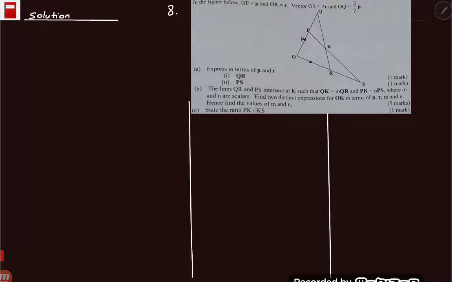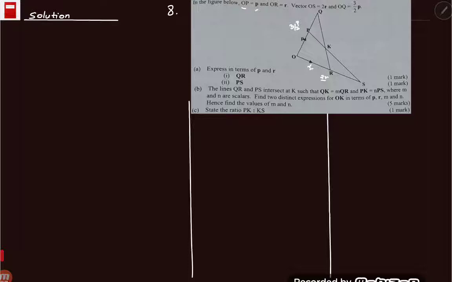So we start by interpreting the information given. We have been told that OP is equal to P, so from O to P is equal to P. Then from O to R is equal to R. Then vector OS is equal to 2R, so from O to S is 2R. And then OQ is 3/2 P, so the whole of OQ is 3/2 P.